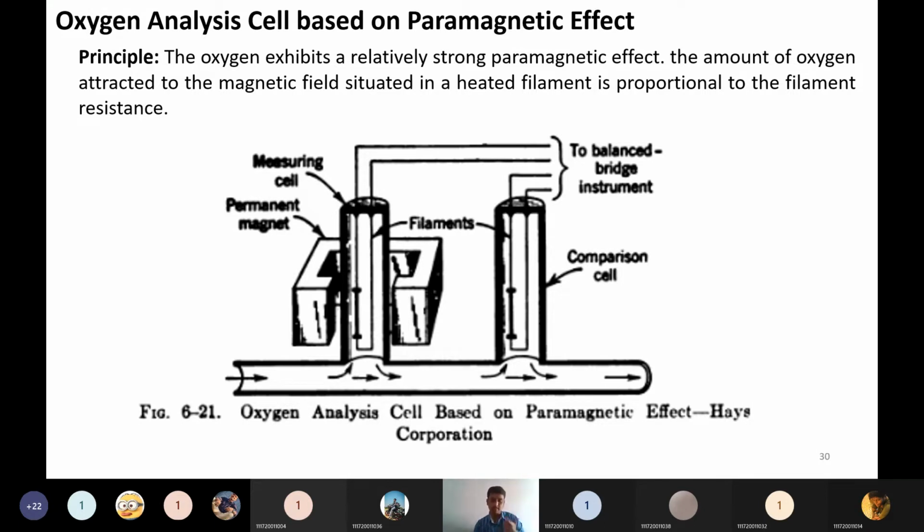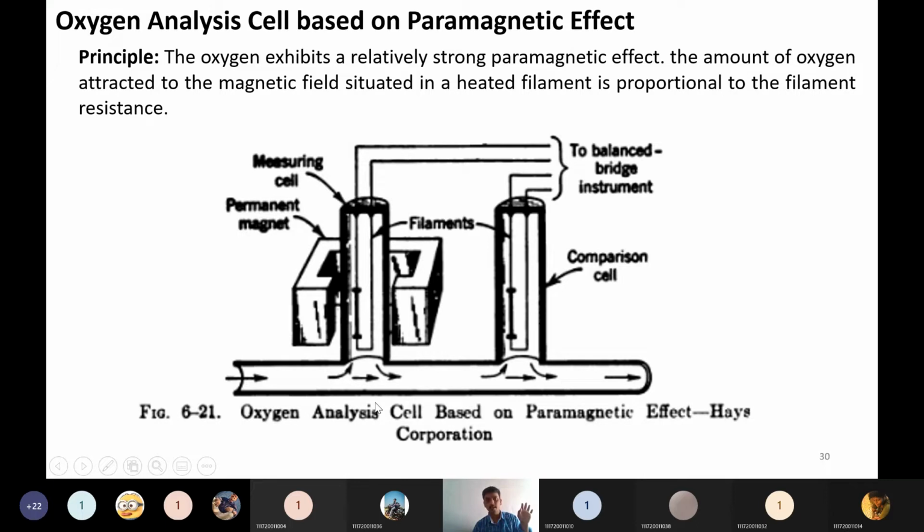So oxygen exhibits a relatively very strong paramagnetic effect, due to which its polarity will be changed. The decrease in that polarity will be used to measure the amount of oxygen present in the gas that we allow to flow inside the sample tube.